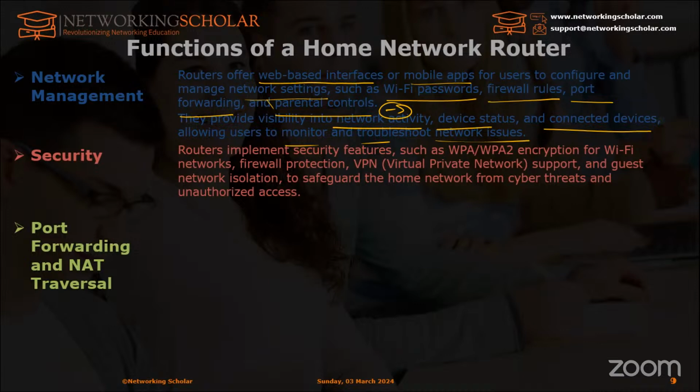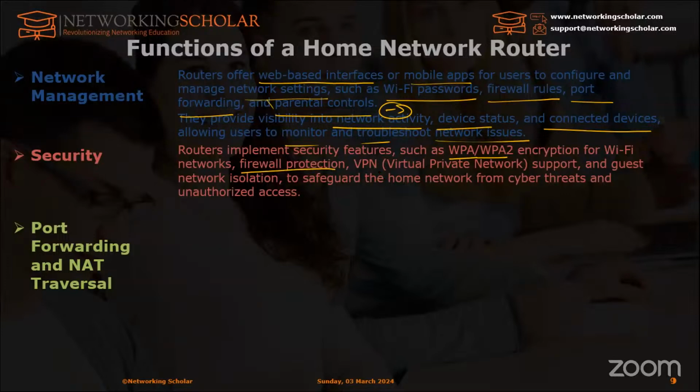Okay. Then there is a security feature as well. So a router can do some kind of security feature. It will allow us WPA2 security. You will see this in your home router when you are going to establish or configure a Wi-Fi wireless network.